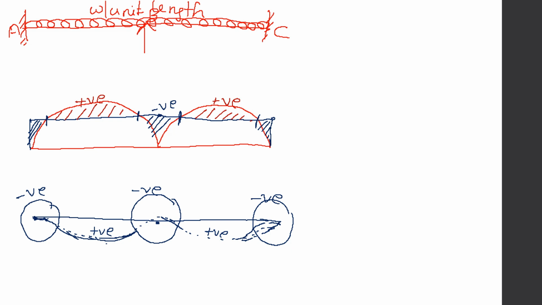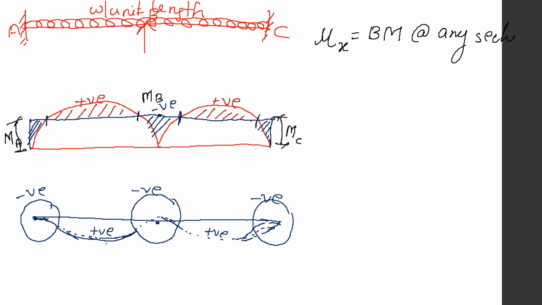So now, see, this is the intensity. This moment is the intensity MA. At C, the intensity of moment is MC, and at B, the intensity of moment is MB. So now, let us assume that, we will take μx and μ'x. So μx is the bending moment at any section x, considering the beam as simply supported.